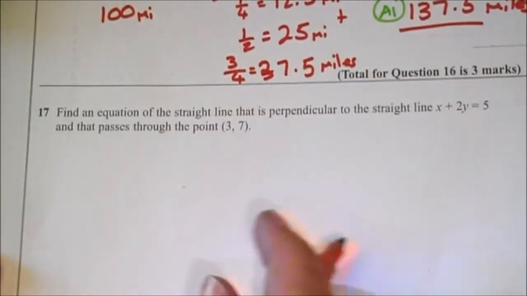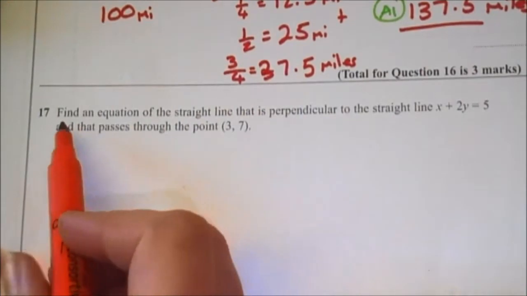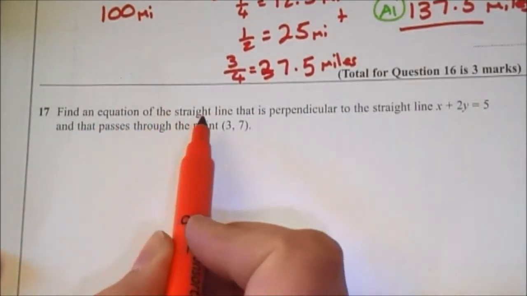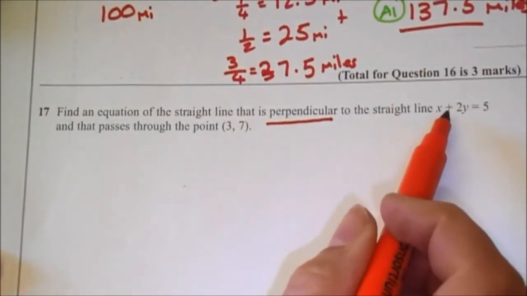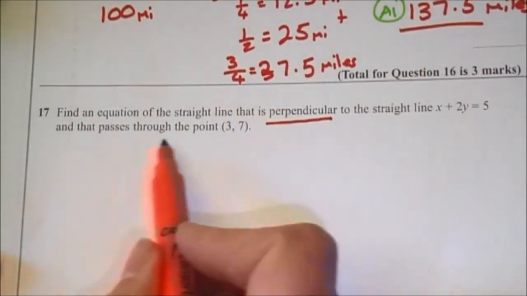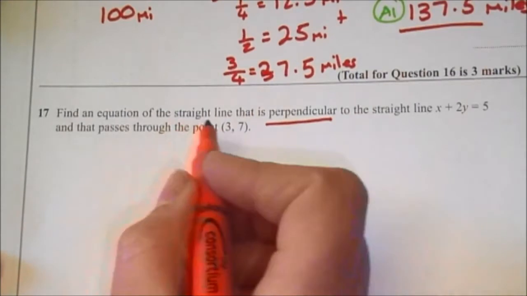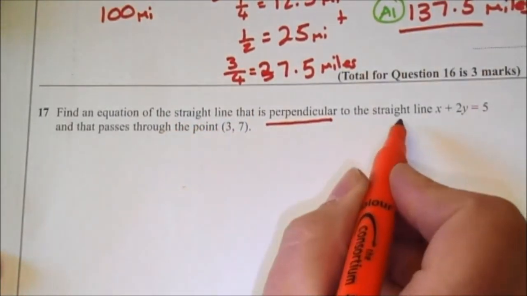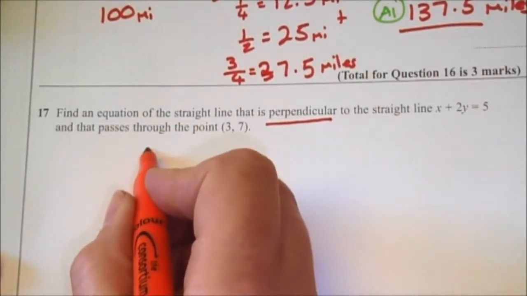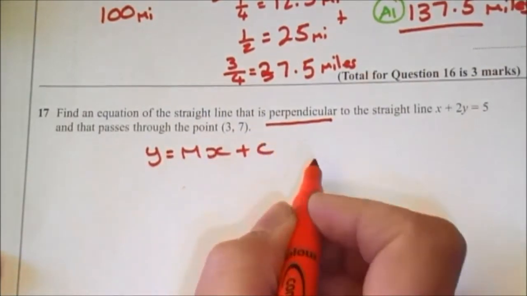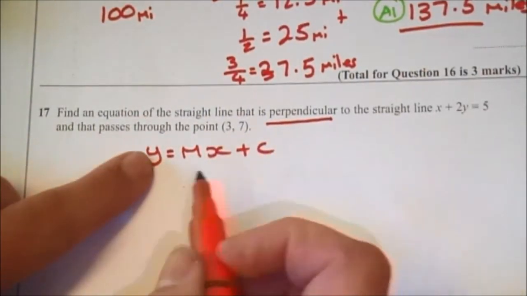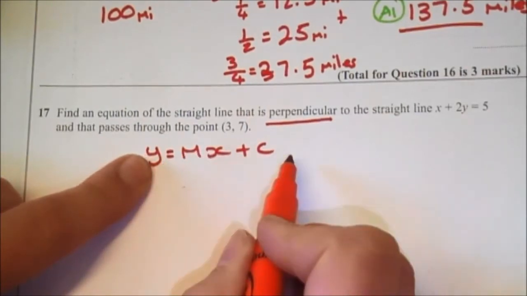Question 17 is about parallel and perpendicular lines. It wants you to find an equation of the straight line that is perpendicular to the straight line x plus 2y equals 5 and that passes through the point (3, 7). Now, we're dealing with straight lines here, and the first thing that should come to your mind when you hear of straight lines is y equals mx plus c, because we always want to try and get our equation into that form.